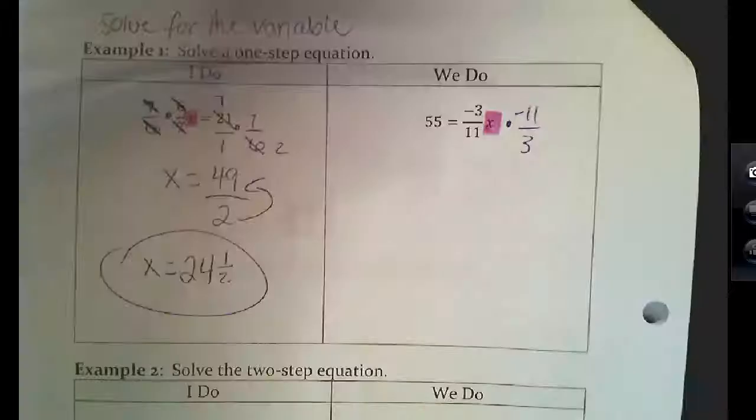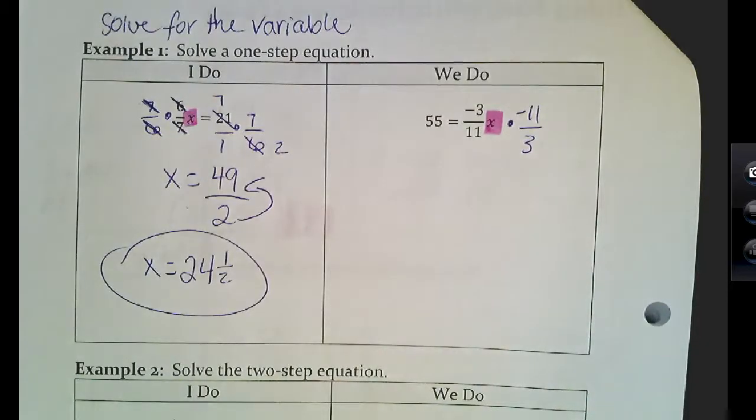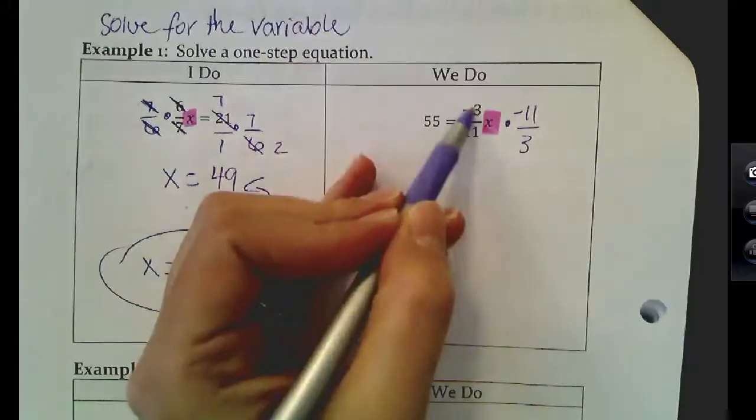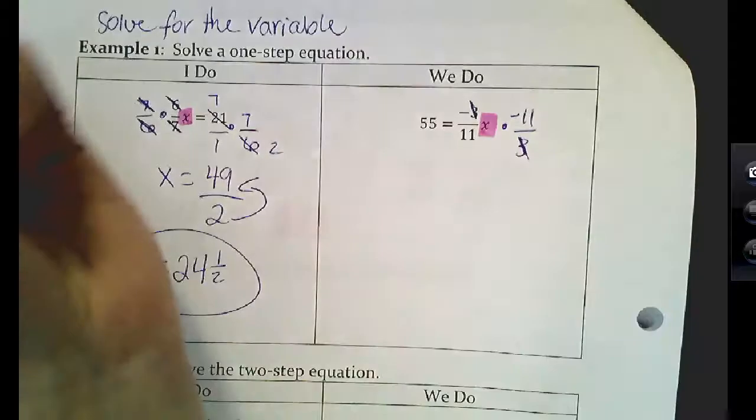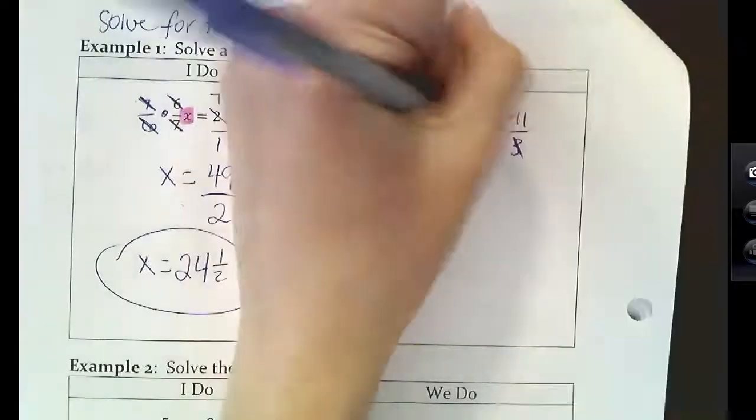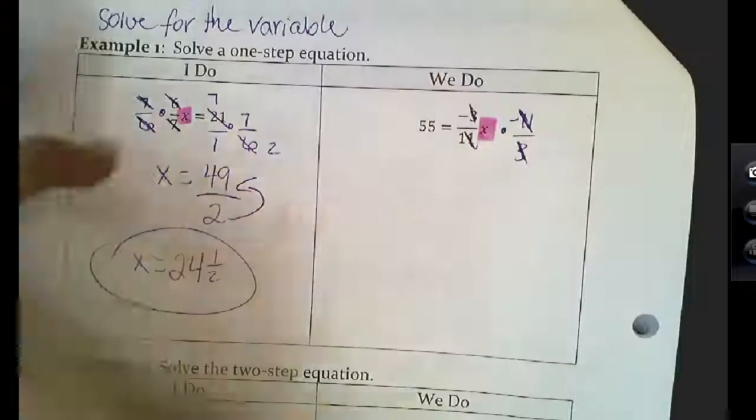You could write 11 over negative 3. I like to keep my negative in my numerator. So I'm going to multiply by negative 11 thirds, just flipping that fraction. What happens to my 3's? They cancel and become 1s. I'm just going to cross them off. What happens to my 11's? Cancel and become 1s. Yep.